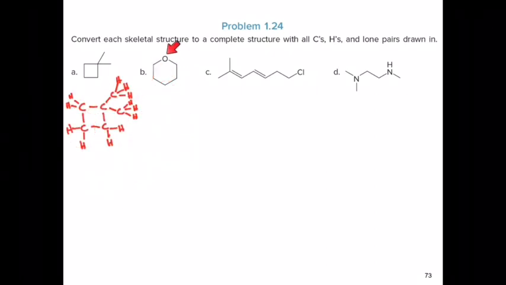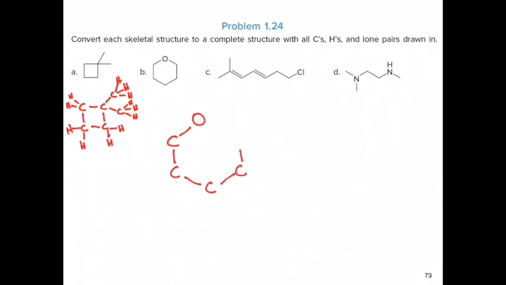Okay, so what about this second structure shown here? So we have carbon here that's connected to the oxygen atom. So each intersection contains a carbon atom. So carbon here. All right, and then we want to make sure that each carbon atom is tetravalent. So we're going to add 2 hydrogen atoms to each carbon atom.